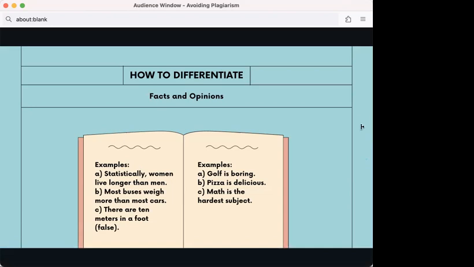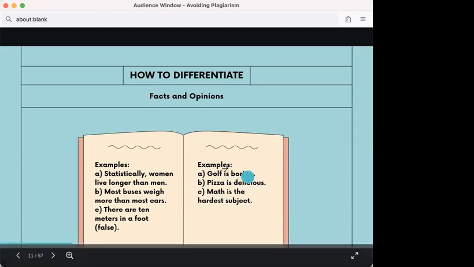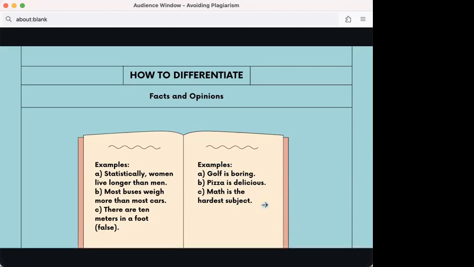Opinions are statements that cannot be proven. So it's hard to find proof, because an opinion may not be supported by facts. And usually it is an individual's reaction or opinion about something. For example, math is the hardest subject, maybe for some people, but maybe for me, math is the easiest subject, or for you, math is a piece of cake, so it is not the hardest subject.